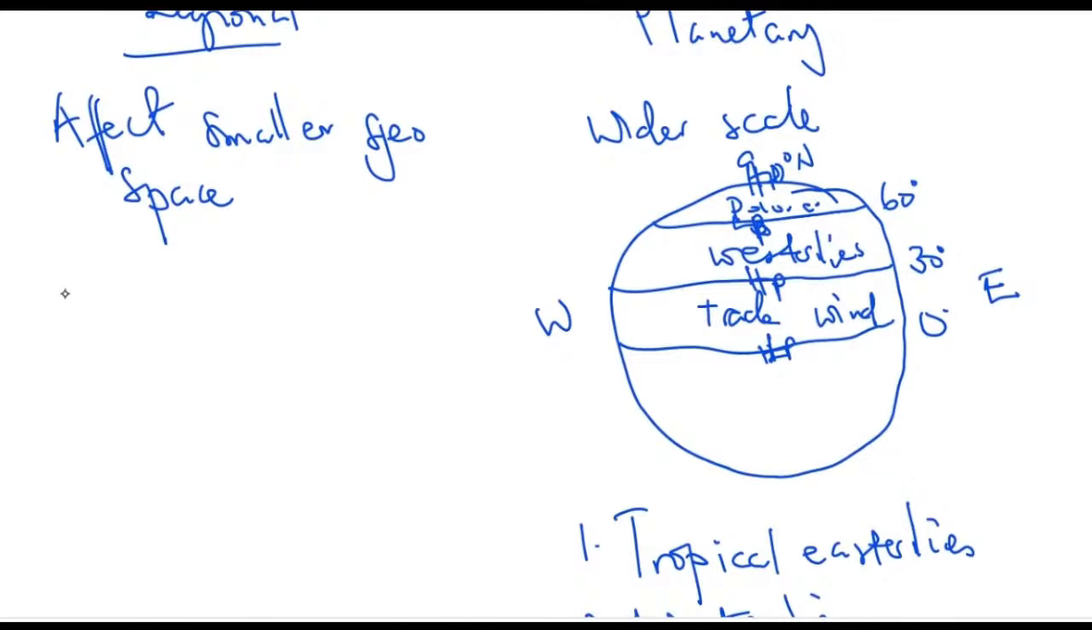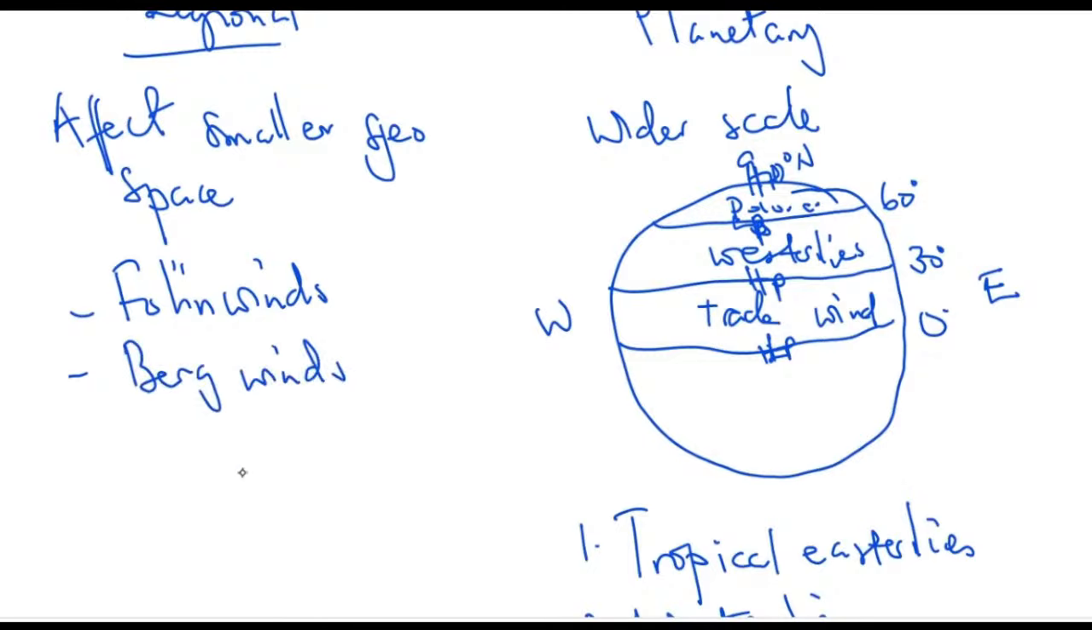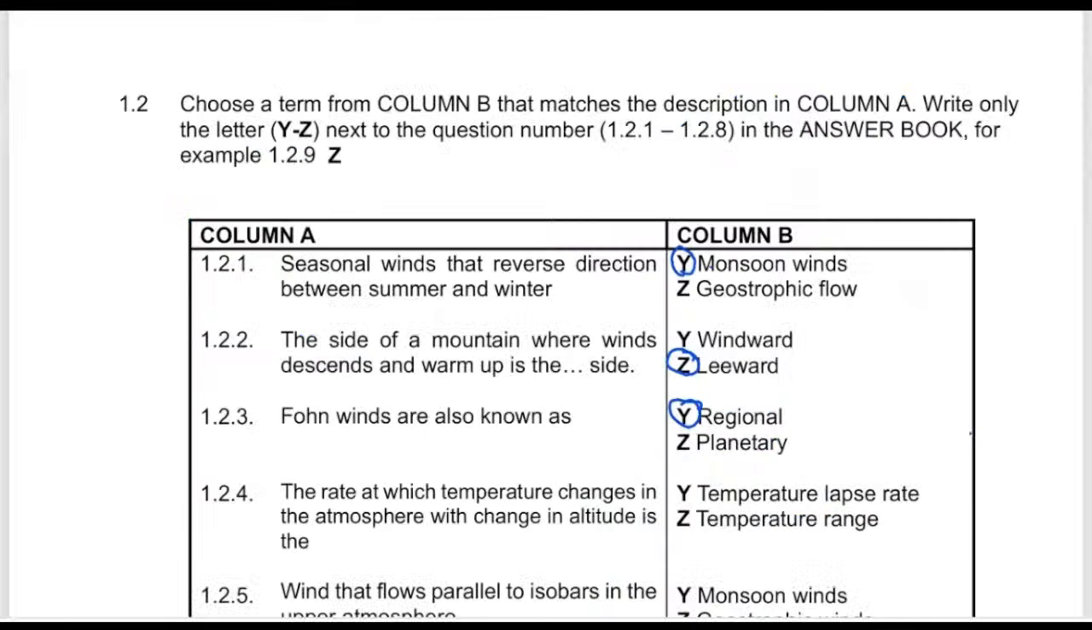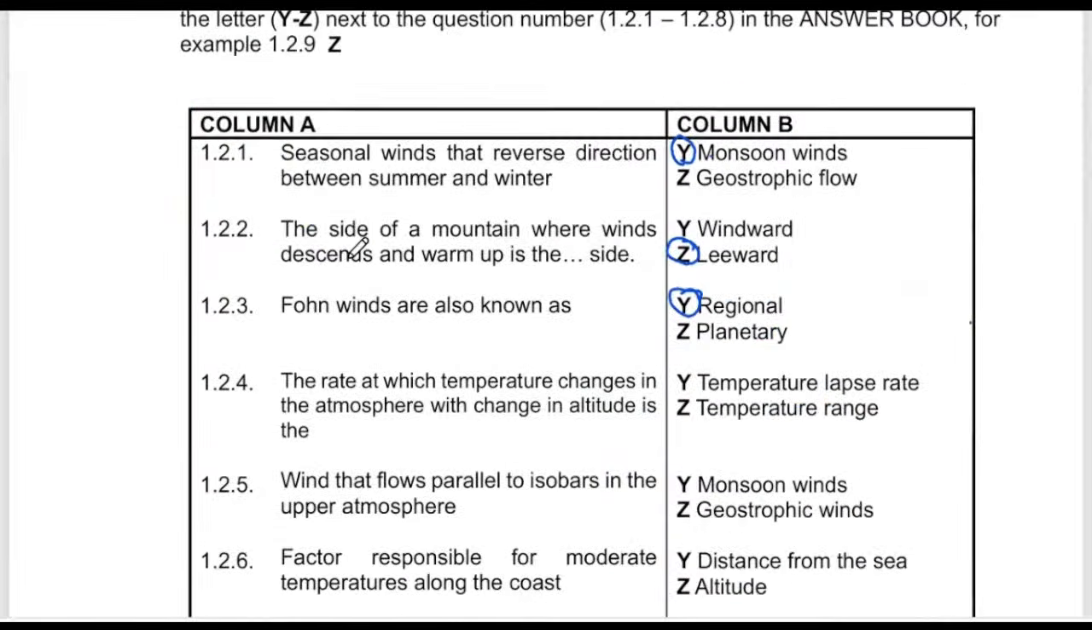Then when we look at our regional winds, we have, for example, the foehn winds. They affect a relatively smaller space. And for South Africa, we have typical of the berg winds. These are regional winds. We can also talk of other regional winds like the monsoon winds. These are typical regional winds. That was just a matter of trying to elaborate on the distinction there.